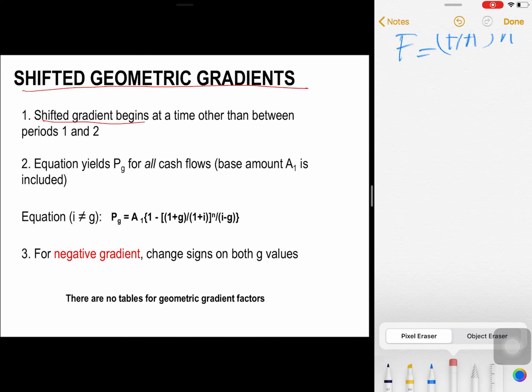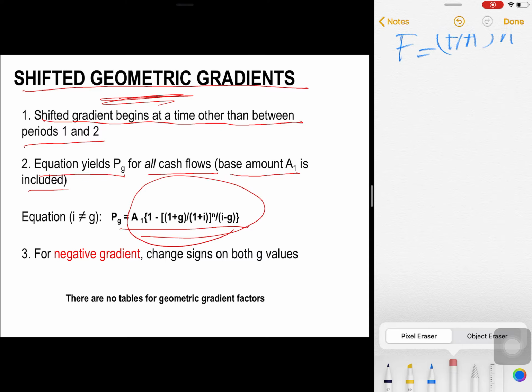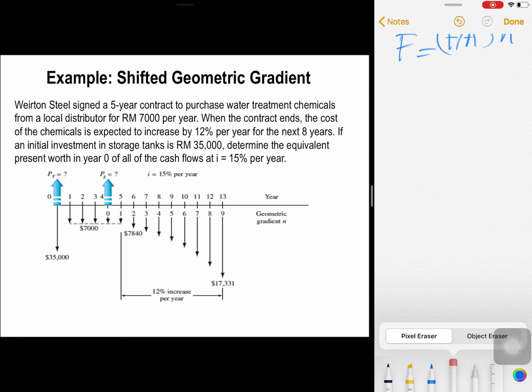So now we move on to shifted geometric gradients. Okay, a shifted gradient begins at a time other than between periods 1 and 2, and the equation yields PG for all cash flows. The base amount A1 is not included, and you must use the equation. So you can't use the compound interest table because it is a geometric gradient, and we can only use the equation to solve this kind of problem. For a negative gradient, change signs on both G values, so it becomes a negative value. All right.